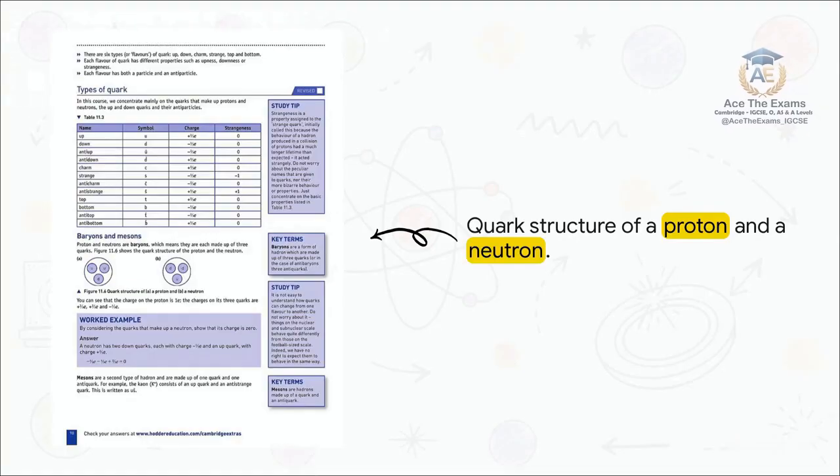Challenge 3, speed writing. You have 30 seconds to write a perfect PEEL paragraph explaining the charge of a proton using its quark structure. Go. Here's what you should have written.